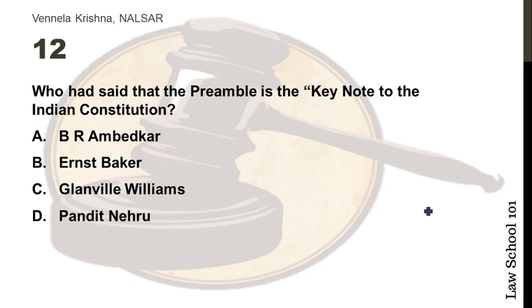Who had said the preamble is a keynote to the Indian Constitution? The answer is Ernst Baker. Please don't confuse this with B.R. Ambedkar's quote, "Heart and Soul of the Constitution," which he said in reference to Article 32 and not the preamble. Please also read up on other quotes about famous jurists on the Indian Constitution and the preamble.